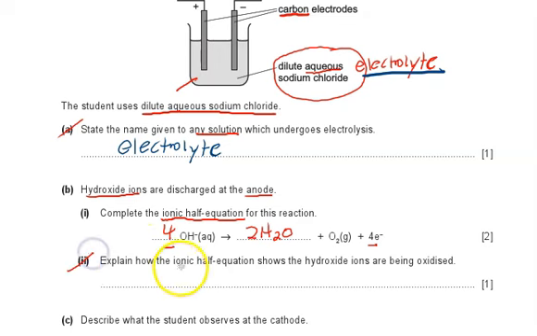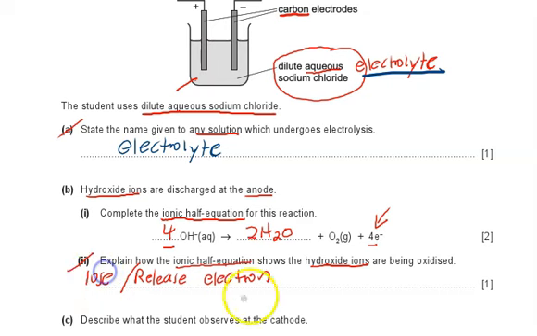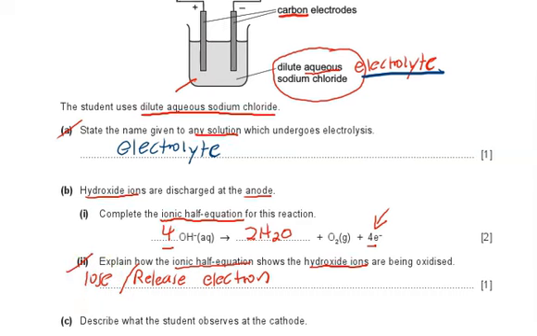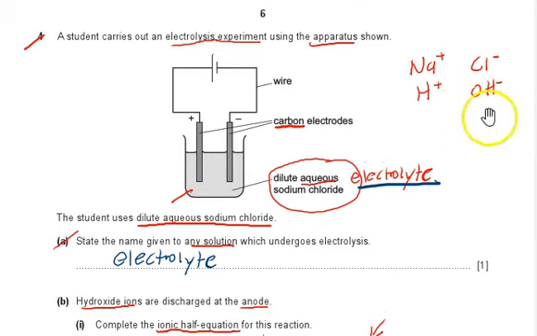Okay, explain how the ionic half equation shows hydroxide ions are being oxidized. You can simply say because it releases electrons. Okay, it releases electrons. Or you can also say in more accurate words, it loses electrons. Okay, now let me just explain further details of here.